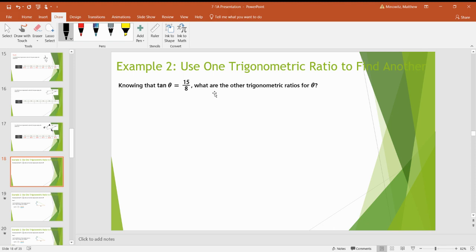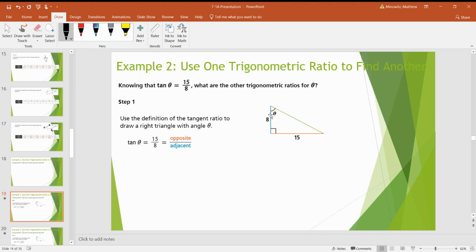Now, a problem could give you this. Could say the tangent of the angle is 15 over 8. And what are the other trig ratios? So this is kind of like a puzzle where we need to draw a picture and label. So that's what we're going to do.